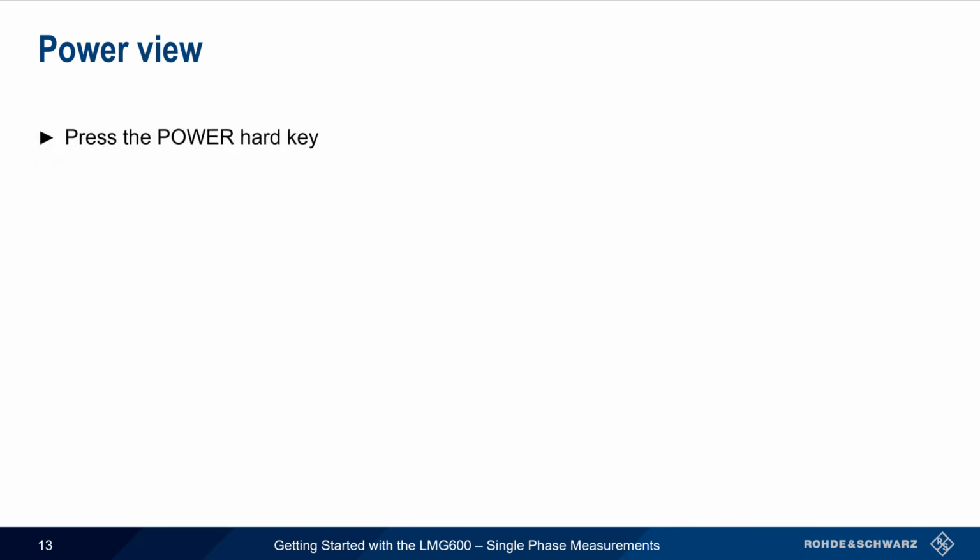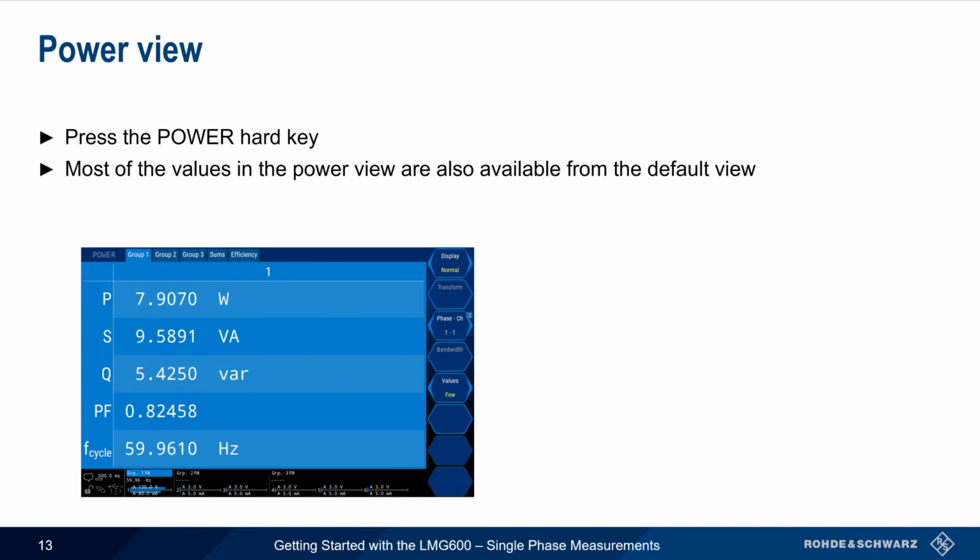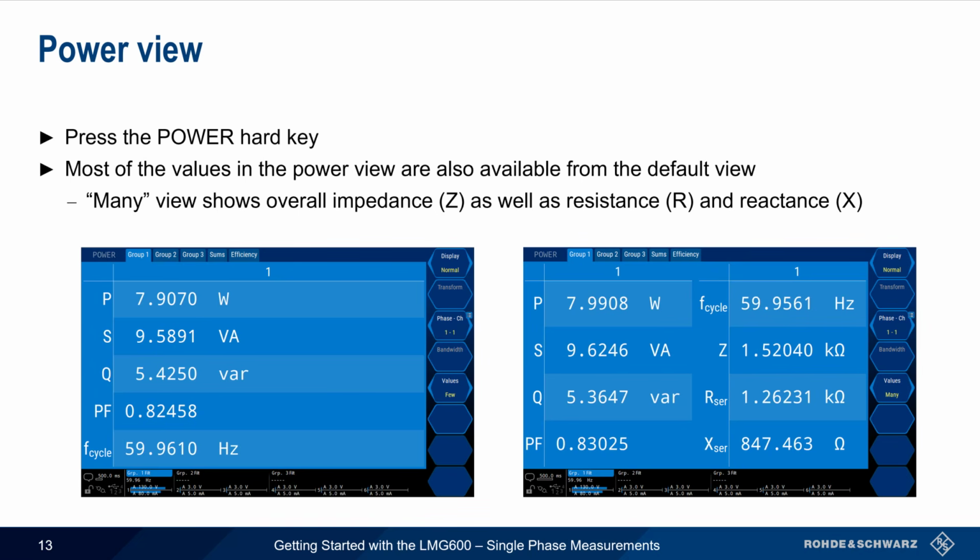The Power hard key shows measured values for power, most of which are available from the default view. One set of values not available from the default view or from the Few view are the values of resistance R and reactance X, used to derive the overall complex impedance Z.